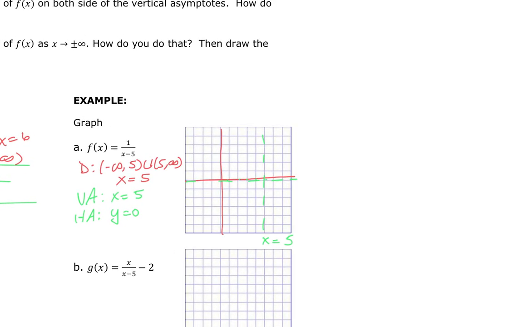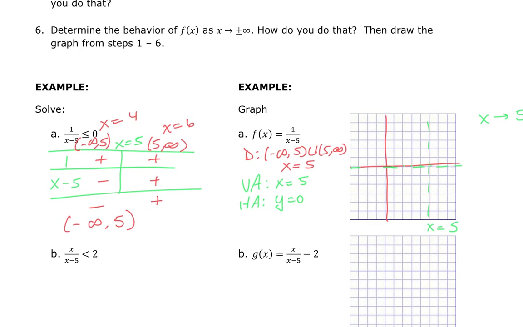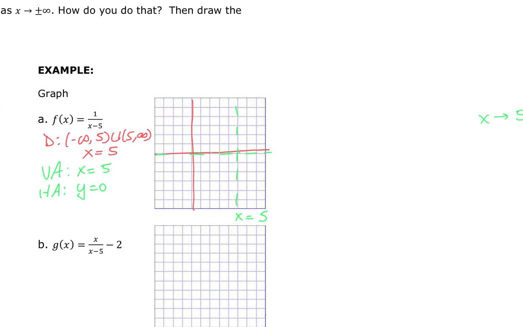Then I'll just have to figure out what the behavior of the graph is. So as x goes to 5 from the left, we know that we're actually going to negative infinity. Right here says I'm going to negative infinity. So I've done my sign chart, which is going to actually tell me how the function is behaving. So as x goes to 5 from the left, it's going down. As x goes to 5 from the right, my sign chart says I'm positive, so I'm going up. So here's what my graph looks like.